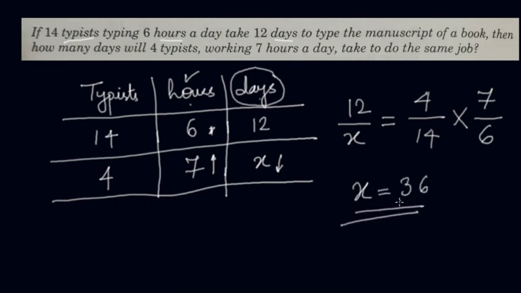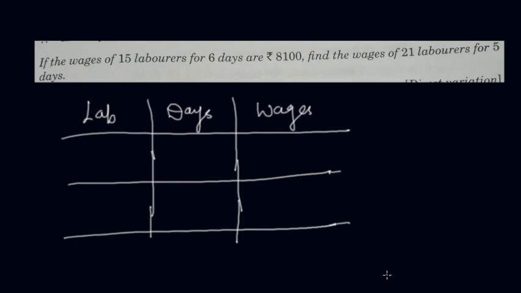And there is where your answer lies: 36 days is what you will take to finish the work if you deploy 4 typists for 7 hours a day to finish a piece of work, which is nothing but typing a manuscript of a book. Okay, let's look at this example now.